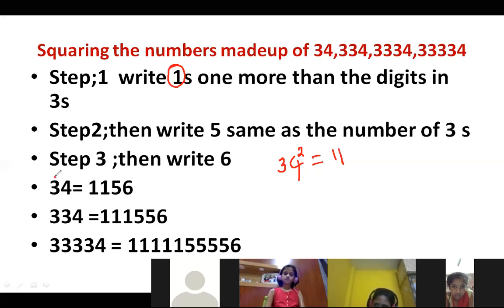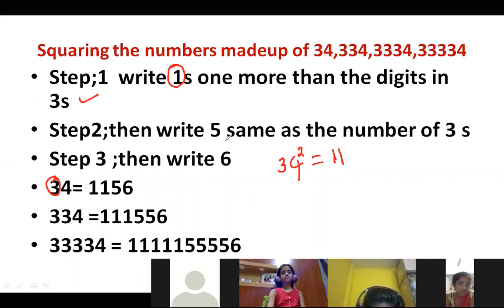Here only one 3 is there, so you should write 2 ones. Try to understand: write ones, one more than the digits in 3s. So how many digits are there? Plus one digit you should write there. First step we completed.